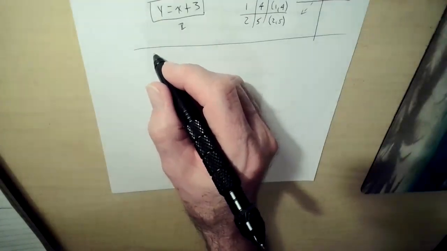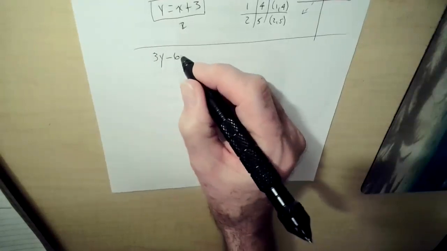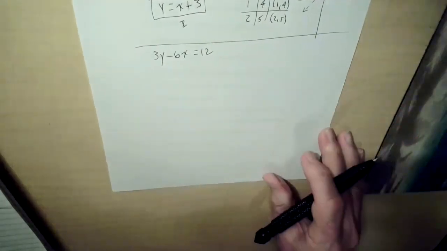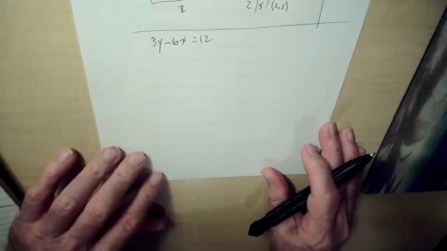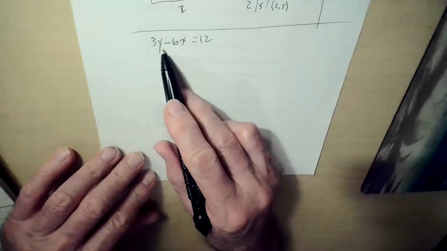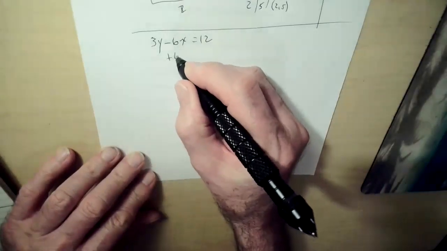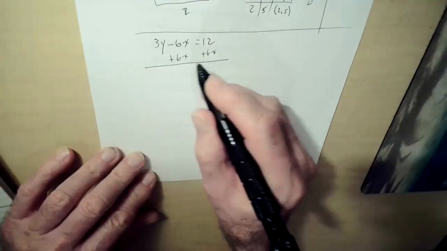Okay. Now this is about as difficult as these get, and it's really not very difficult. We have 3y minus 6x equals 12. Now we want to put this in slope-intercept form. In other words, we want to solve this equation for y. How do we do that?